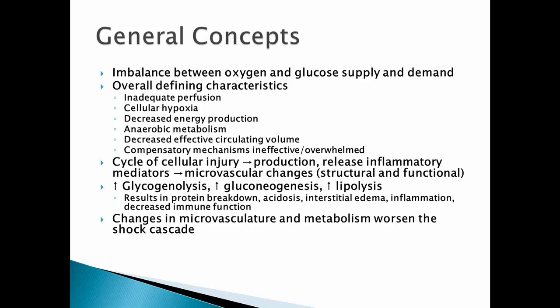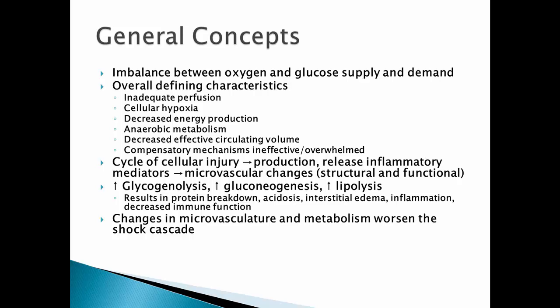As a result, then, we will see increased glycogenolysis, increased gluconeogenesis, and increased lipolysis. Remember that glycogenolysis is the breakdown of glycogen, which is the storage form of carbohydrate, into glucose. And this is going to occur in both the muscle as well as the liver cells. And this is a very important part of our stress response, stimulated by epinephrine and glucagon.